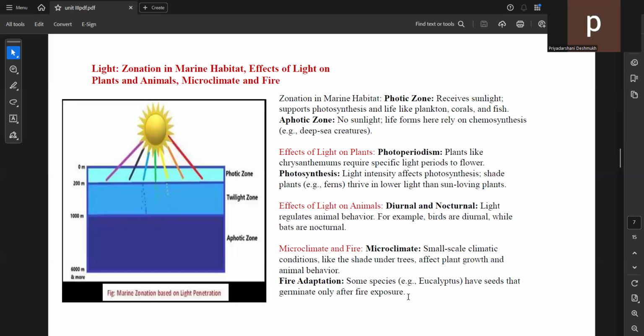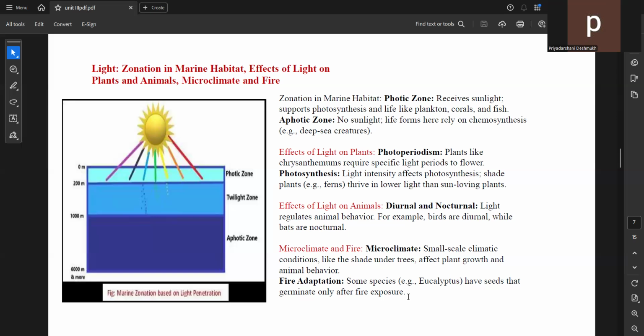Now the next is the effect of light on plants. The effect of light on plants has two examples: one is photoperiodism and the second is photosynthesis. In photoperiodism, plants like chrysanthemums require specific light periods. Some plants require specific light periods to flower. Okay. And the next is photosynthesis.